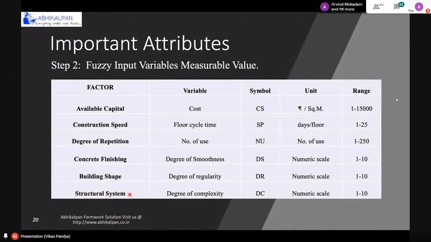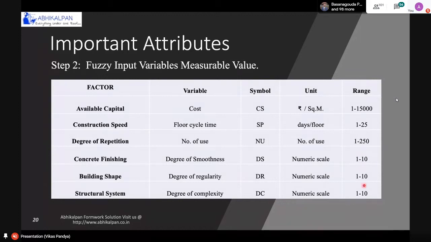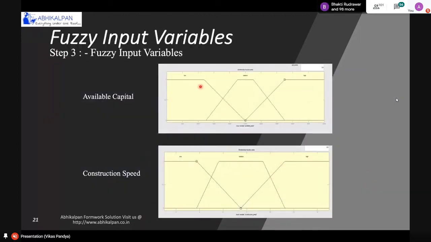And the structural system, on a scale from 1 to 10: the first one is frame structure. The second we consider as one-axis shear wall structure, and the third one is the entire load bearing structure or complete shear wall structure. So we have considered this numeric scale for the further work. Then, using the MATLAB software, we have calculated this.